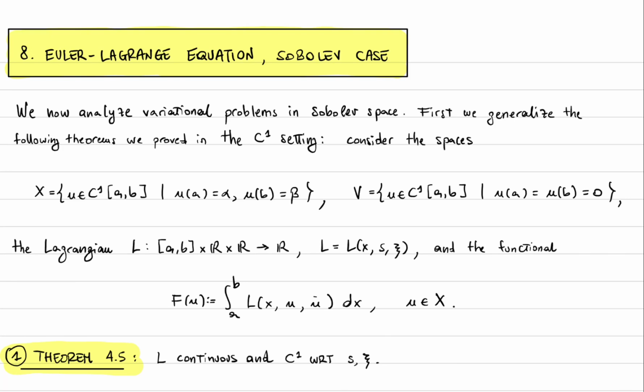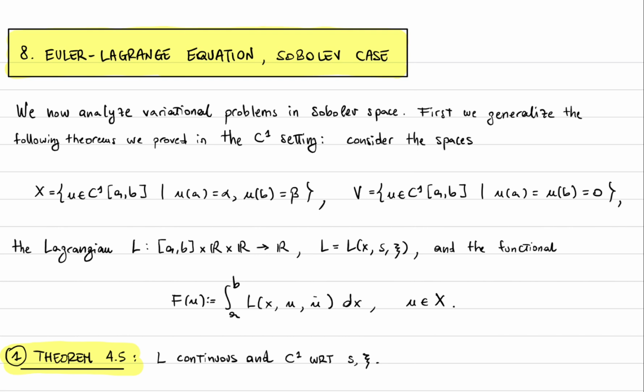So welcome to the second part of the lesson. So now what we do is to generalize the Euler-Lagrange equation for integral functionals to the Sobolev case. So before doing that, we do a quick recap of what we saw in the regular setting.